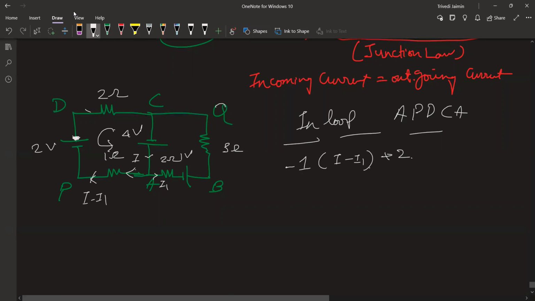And current direction is here, and we are moving in anti-clockwise direction, or opposite direction of this one. That means -2 of I minus I1. And same goes with the 4-volt battery. Plus 4 equals to 0.